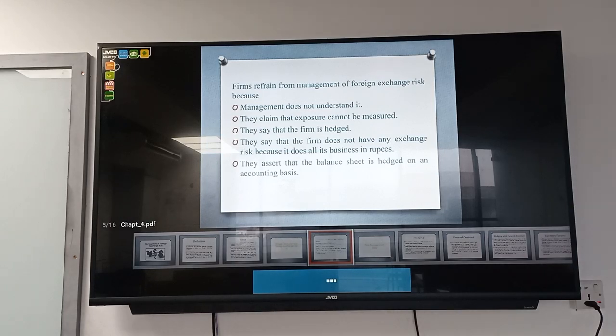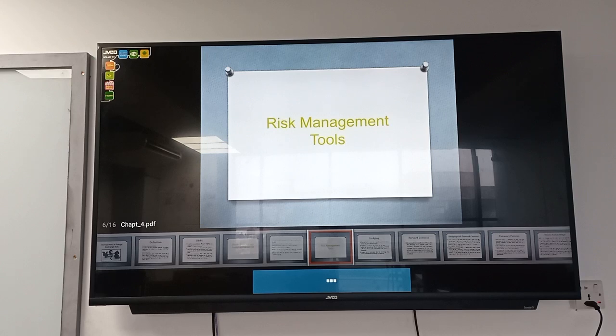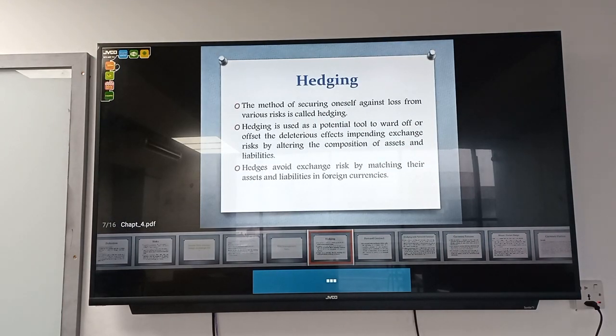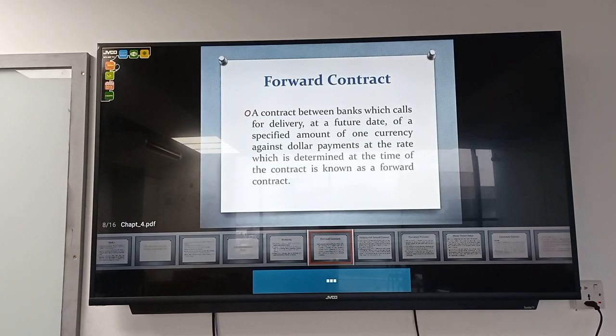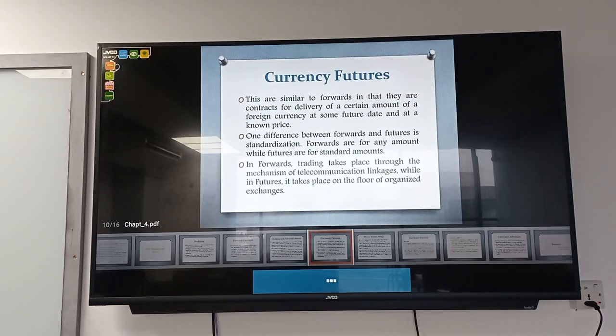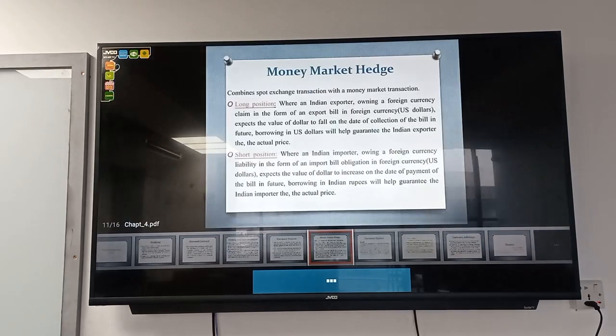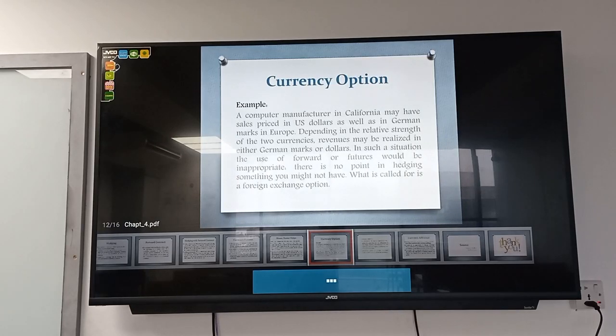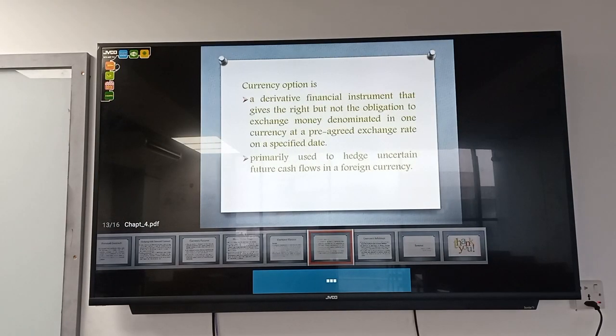Firms can reinforce management of foreign exchange risk through management tools. First one is hedging, which is the most efficient and most usable way. Actually, we are nowadays using it. Then forward contract, hedging with forward contract. Then currency futures, money market hedge, currency option. Okay, that got skipped in the middle. Currency option.